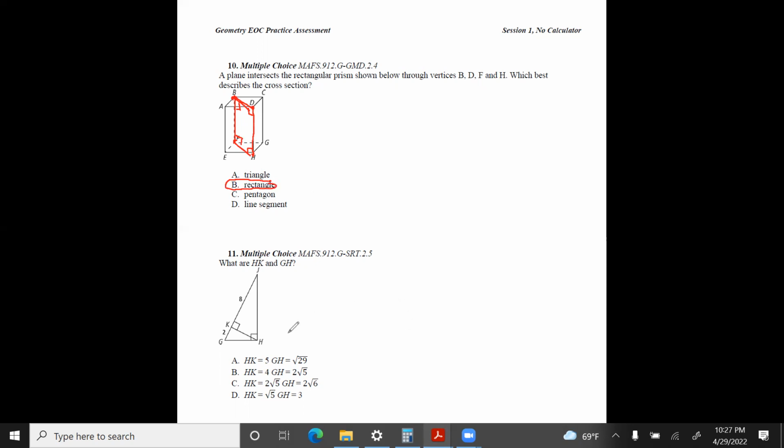On number 11, we have a triangle with an altitude drawn in. So there's some special properties that we had, 2 equations that we had earlier in the year. So we're going to write them out. They're using geometric mean. The altitude was equal to the geometric mean of part 1 times part 2. The leg was equal to the geometric mean of the adjacent part times the whole.